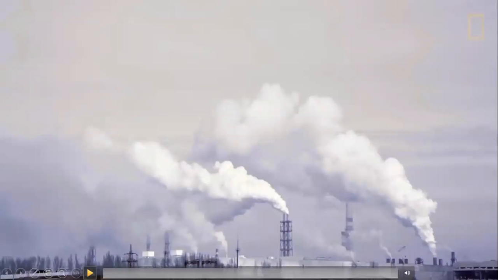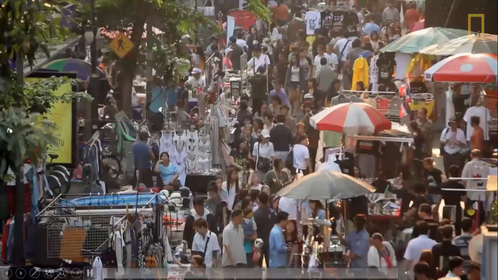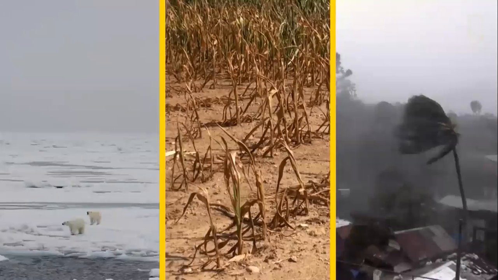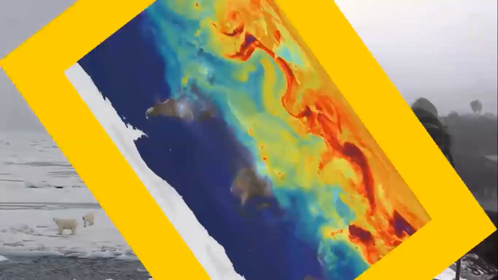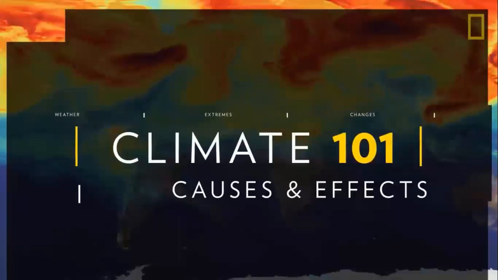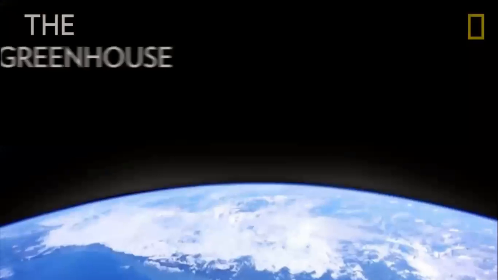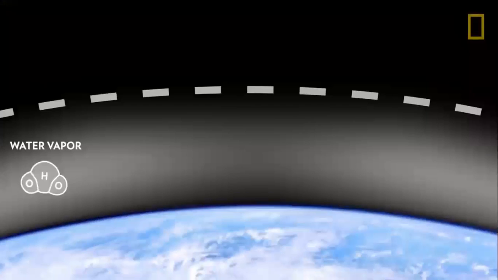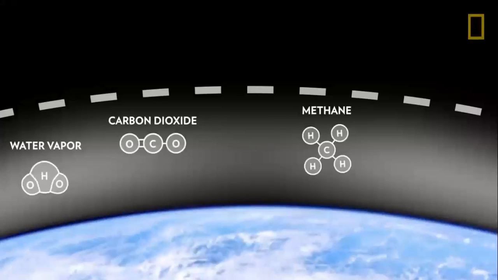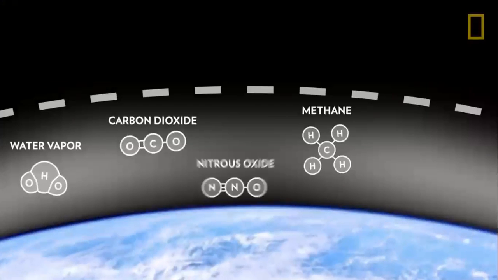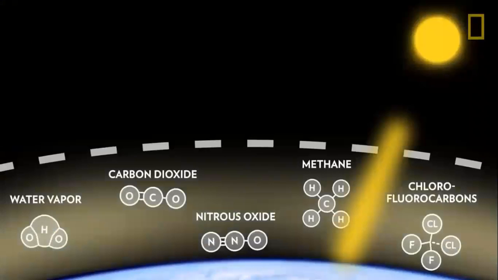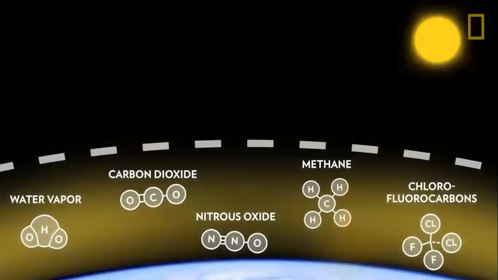Human activities, from pollution to overpopulation, are driving up the Earth's temperature and fundamentally changing the world around us. The main cause is a phenomenon known as the greenhouse effect. Gases in the atmosphere, such as water vapor, carbon dioxide, methane, nitrous oxide, and chlorofluorocarbons, let the sun's light in, but keep some of the heat from escaping, like the glass walls of a greenhouse.